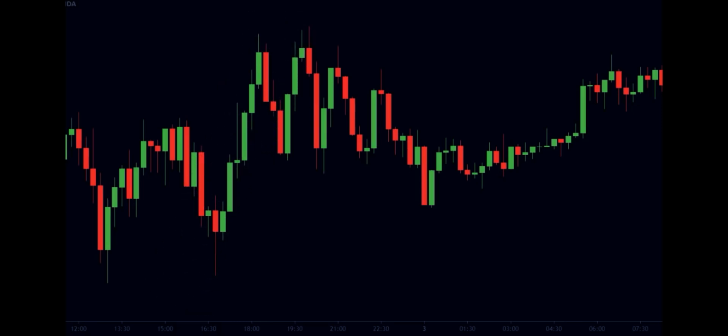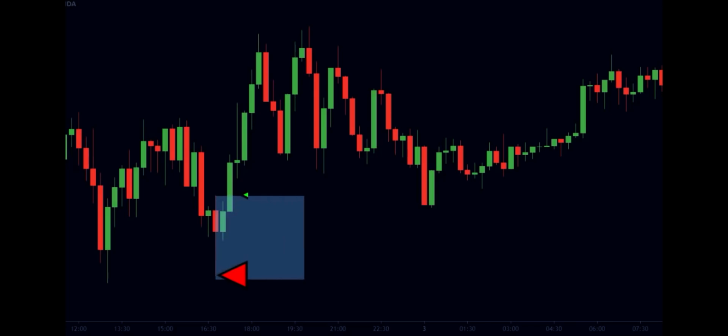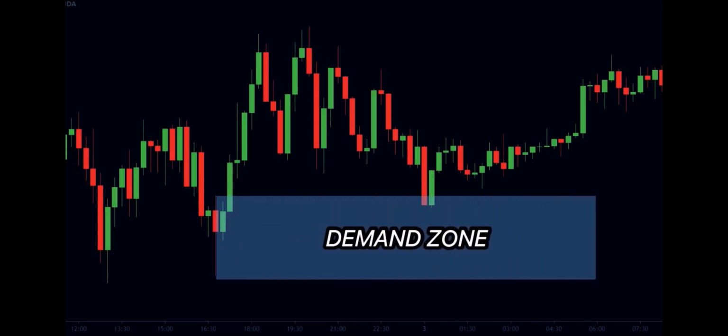Now we find the candle that started the up move. Here is the first candle that started the up move. So we mark the high and low of this candle. And the area between becomes our demand zone. The entry is very simple. We will place a buy order above the demand zone. So, as soon as the price hits the demand zone, our order will be executed.